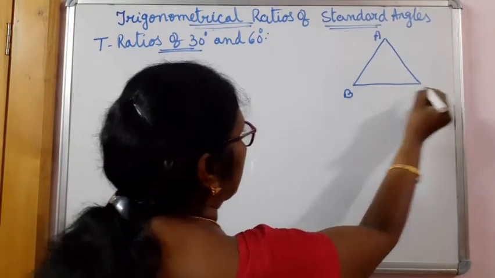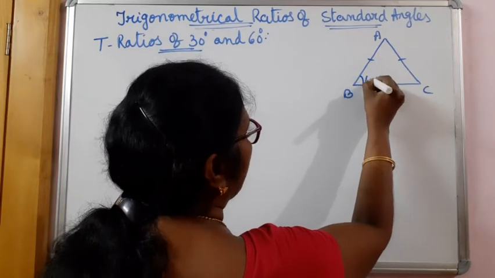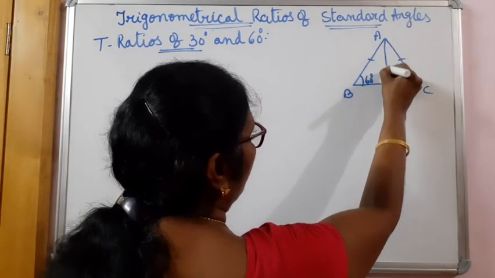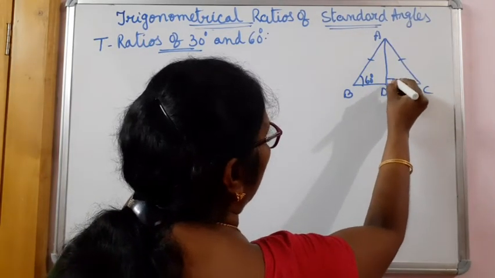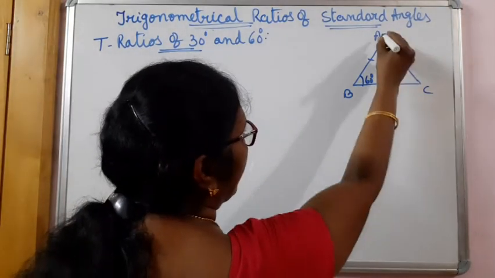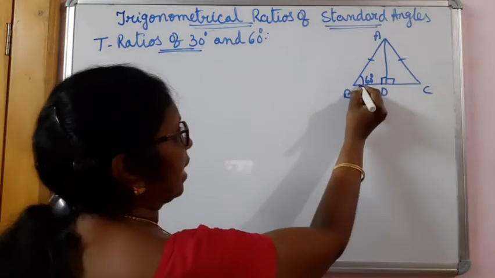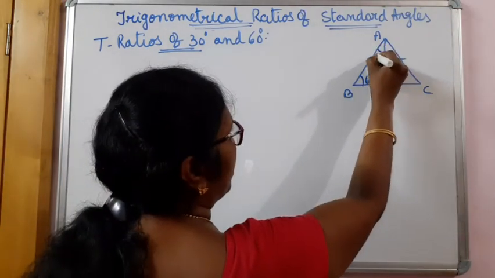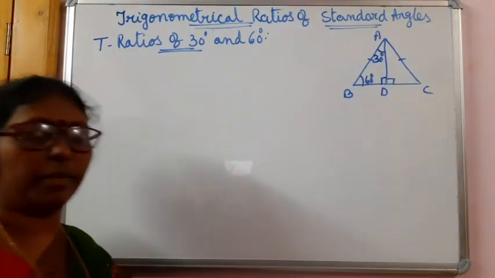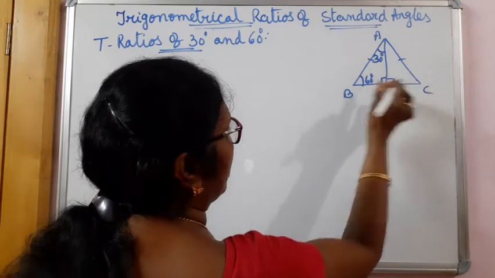Let ABC be an equilateral triangle, which means all the sides are equal and each angle is 60 degrees. Let AD be perpendicular to BC. If AD is perpendicular to BC, angle ADB is 90 degrees, and if angle ABD is 60 degrees, automatically angle BAD will be 30 degrees. Okay, now we can see this triangle ADB.